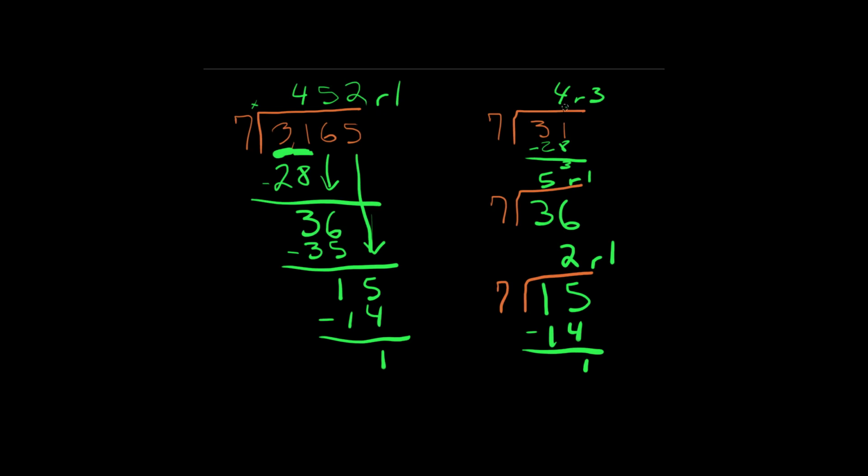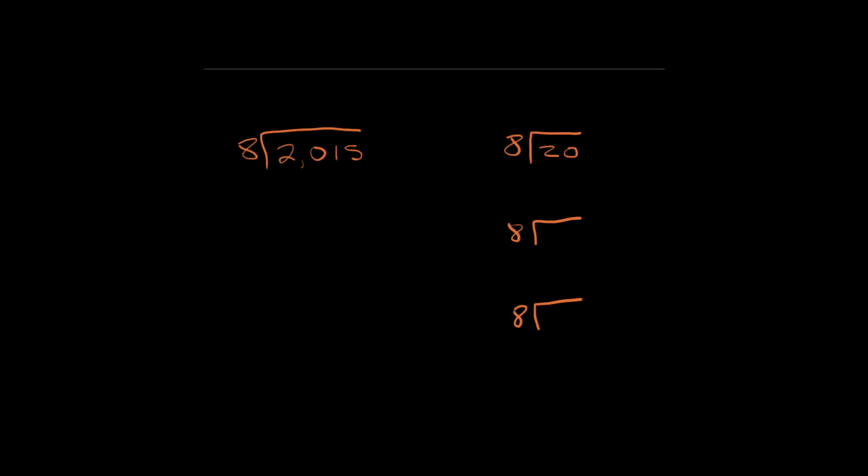So let's take a look here. 4, 5, 2, and then our last one, remainder 1. So either way, you got the exact same answer. So let's try one more example here. Okay, and this one has a 0 in the dividend, so we'll just see how that looks as we work through the problem. Okay, so let's go ahead and get started here.